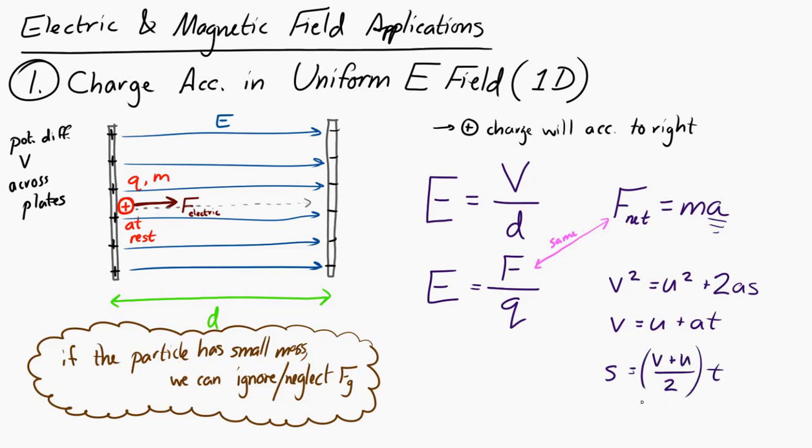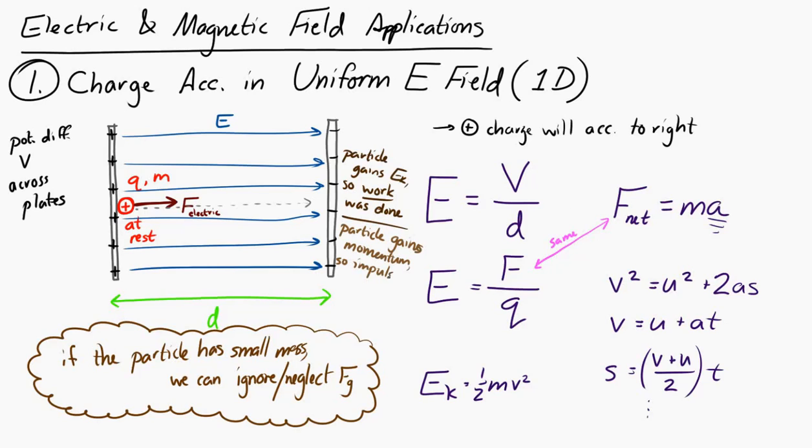Also, if we think about energy, it gained kinetic energy. Figure out how much kinetic energy it gained. And if it gained kinetic energy, that means work was done on it. Also, if it increased its velocity, then momentum was added to this thing, which means an impulse was applied. A lot of those old ideas from mechanics we can still apply in this new situation with electric fields.